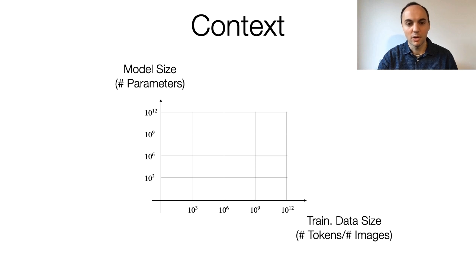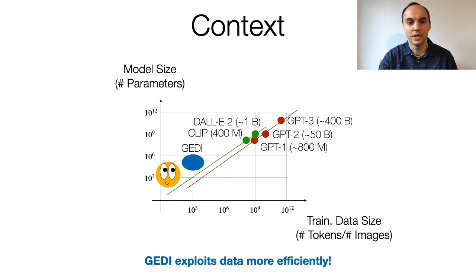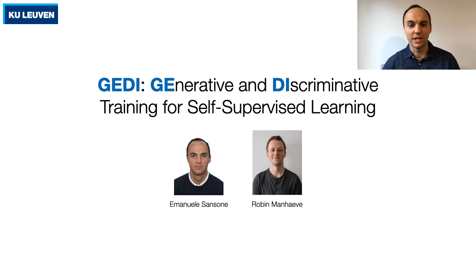Now, let's place the models we have seen so far on this plot. We clearly see that there is a relation between these two factors, between the training dataset size and the model size. And our solution actually places on a regime that is totally different from these models. So the advantage of our solution is that we are able to exploit data more efficiently. We are now ready to provide our solution called GEDI. GEDI stands for Generative and Discriminative Training for Self-Supervised Learning.